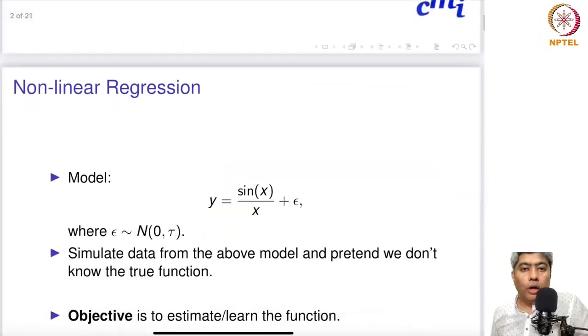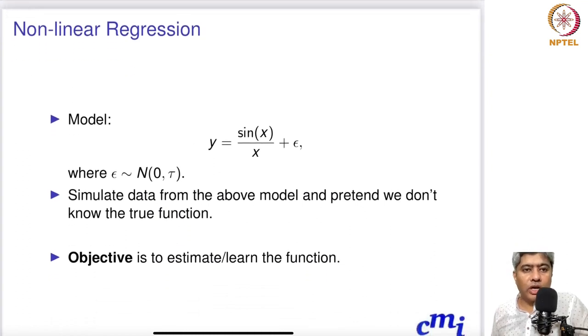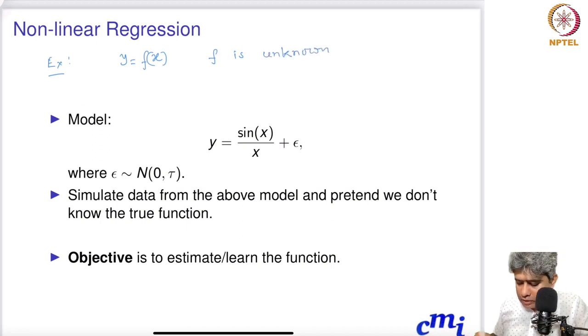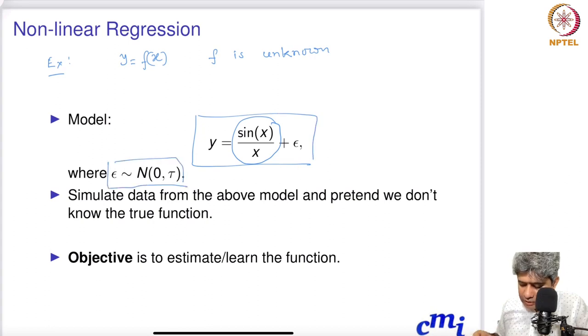In this lecture, in this discussion, we will start nonlinear regression. Let me start with an example. Suppose there is only one y variable and one x variable, and the true relationship between y and x, f, is unknown. Suppose the true relationship is this function which is generating the data, where epsilon follows some normal white noise, normal zero tau, and y equal to sin x by x is the actual true model, but we don't know that this is the model.